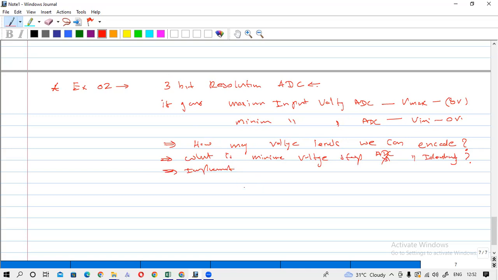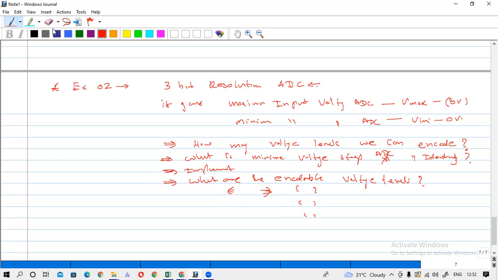Now, if it is 3 bits, you can represent 8 voltage levels. Also you have to find what the voltage levels are, what the encodable voltage levels are, and you have to get that one also. Then you have to implement this. So you can have 8 encodable voltage levels.